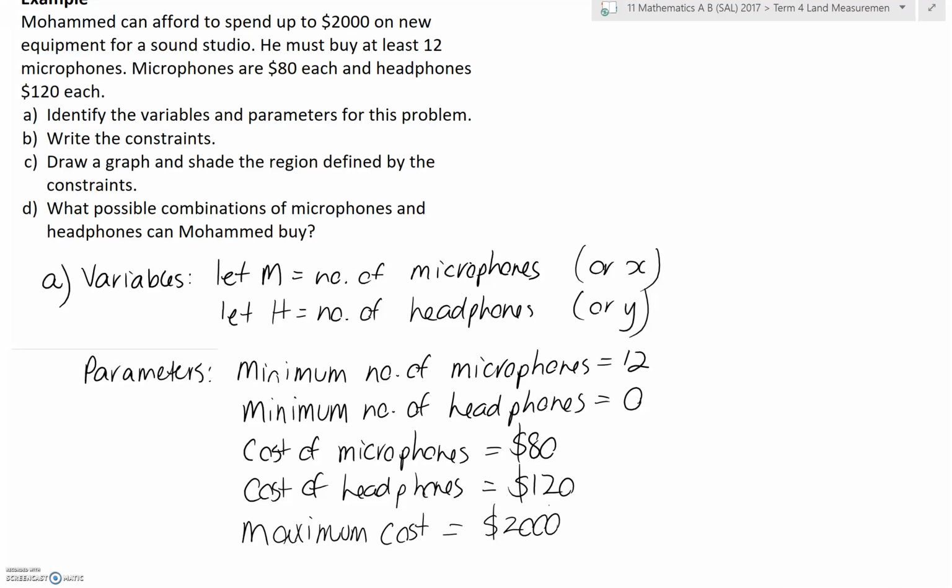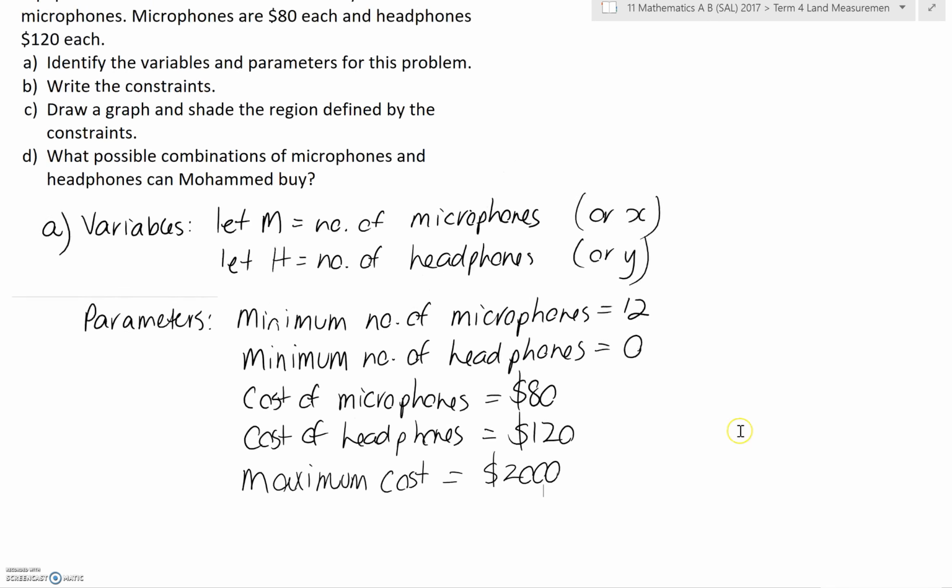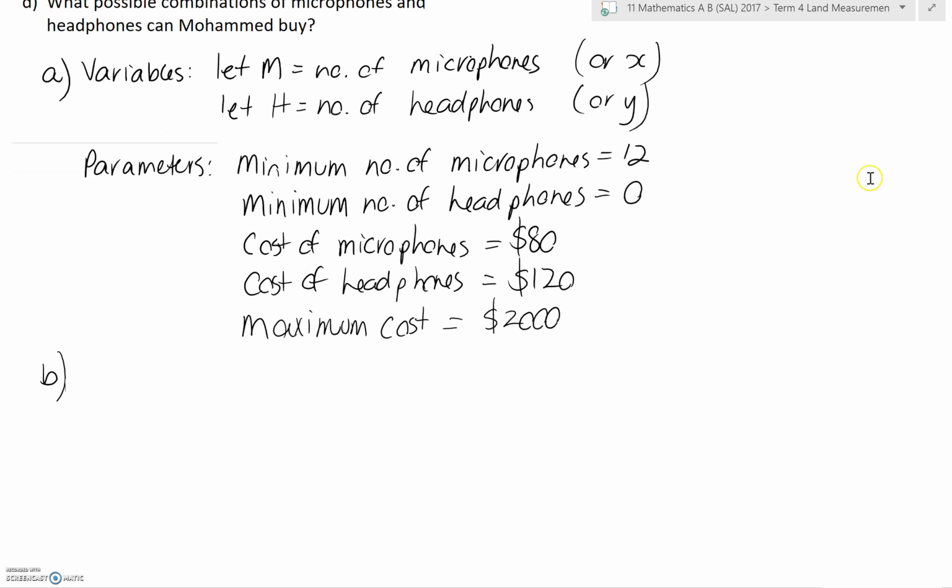So that's A. B, write the constraints. So this is continuing on from what we did yesterday. What we did to write constraints was we used the variables and parameters together. So you need to practice writing constraints based on those questions I set for you yesterday. But the obvious constraint we're going to have here is the total cost. We've only got so much money and we've got to buy a certain number of microphones and headphones with that.